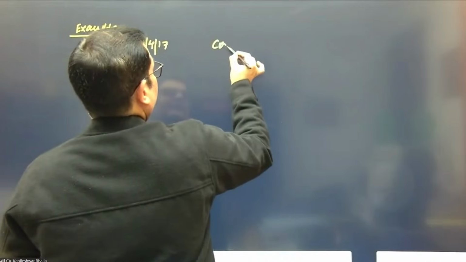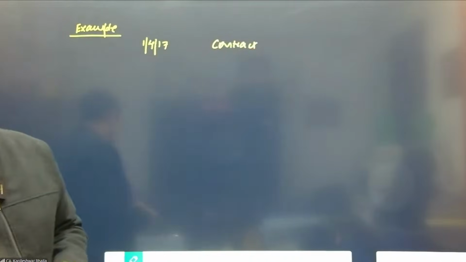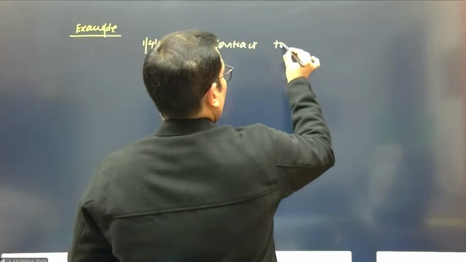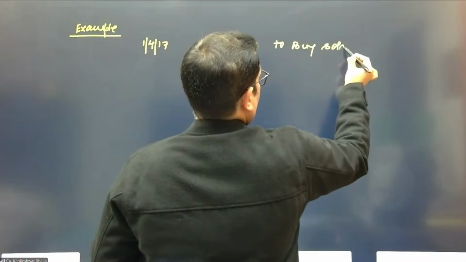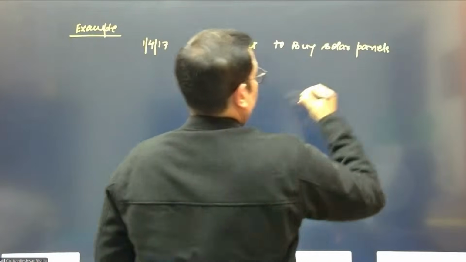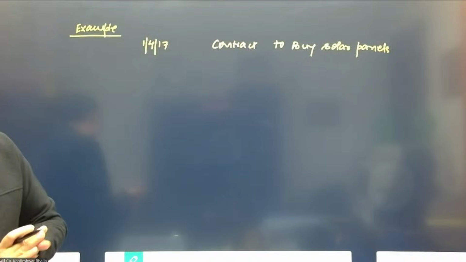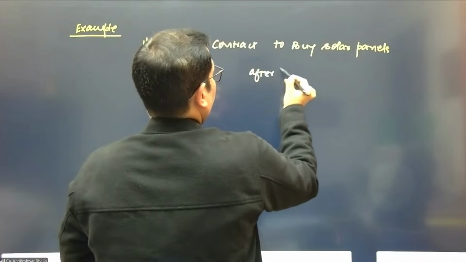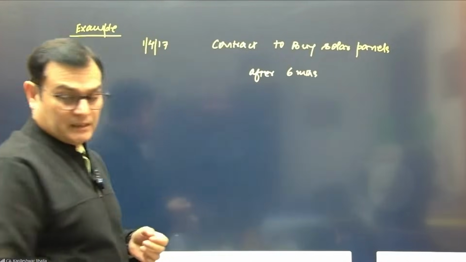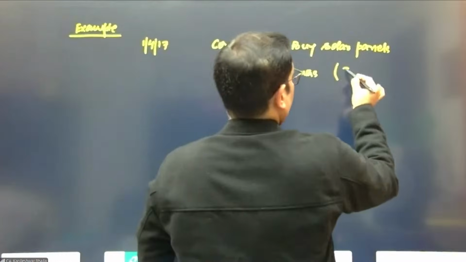So I'll give you the facts of the case. This is an example on an ED. So let's consider that on 1st April 17, a company entered into a contract, and let's say this is to buy solar panels. So there was a contract to buy solar panels on 1st April, and it says that this is after 6 months, that is, we're going to buy this after 6 months, on, let's say, 30th September 17.